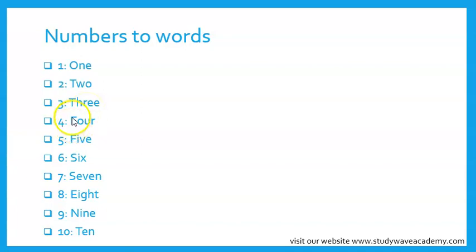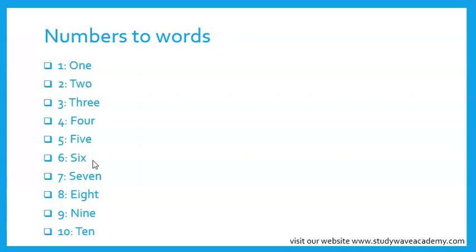4 is spelled F-O-U-R, 4. 5 is spelled F-I-V-E, 5. And 6 is spelled S-I-X, 6. Okay?